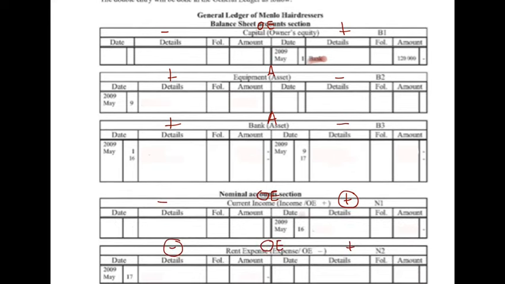So in bank, I then have to say that 120,000 increases my bank. Why? Because of capital. So therefore that capital and that bank point towards each other. In bank, I have the other account that says capital, but in capital, I have the other account that says bank. So I can clearly see where the other entry for this specific transaction went.